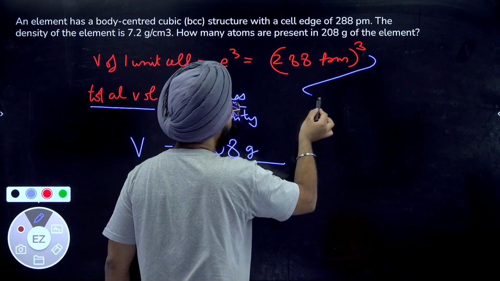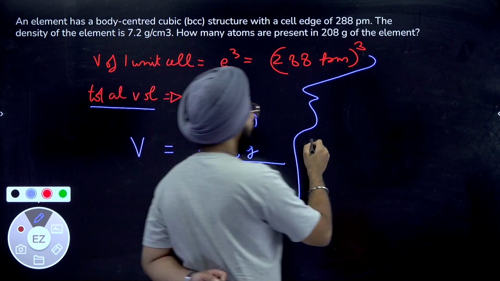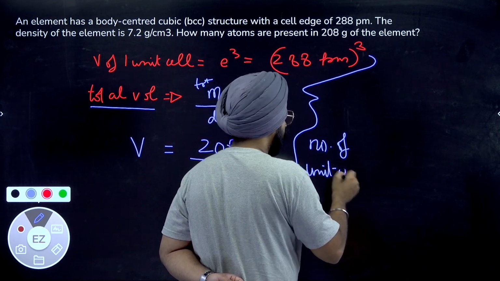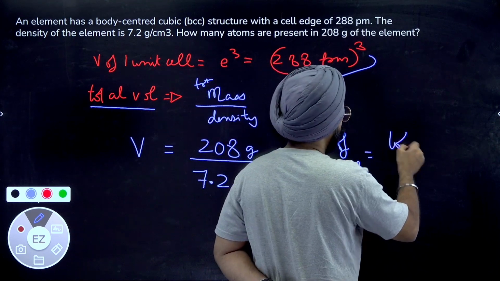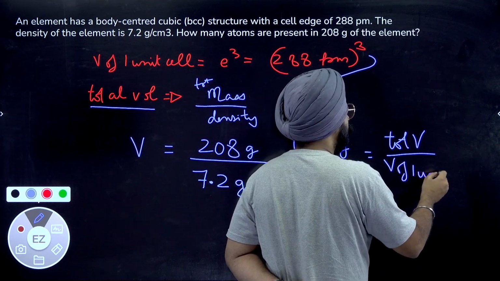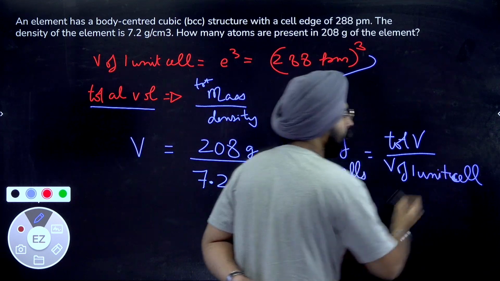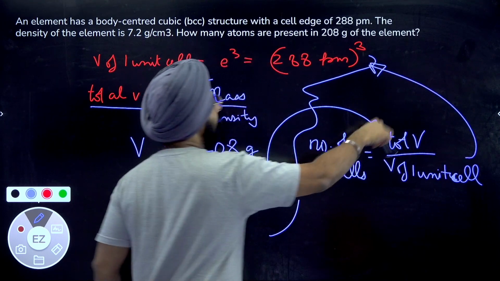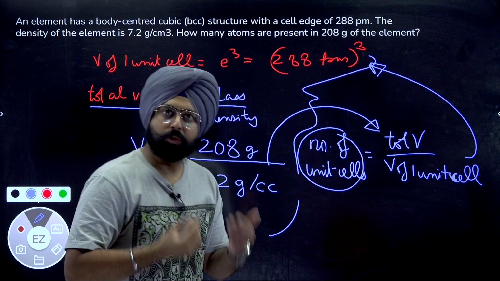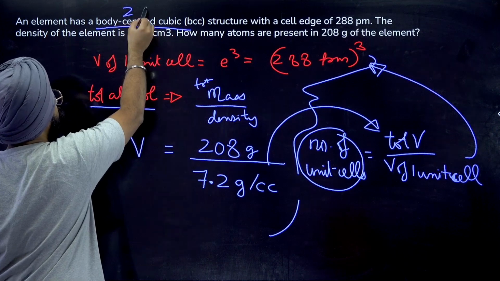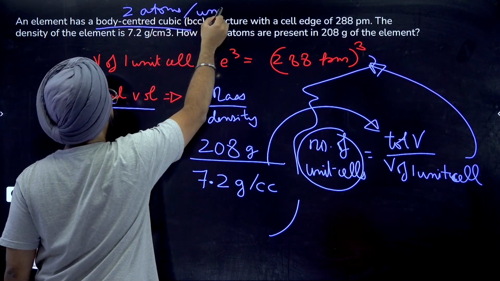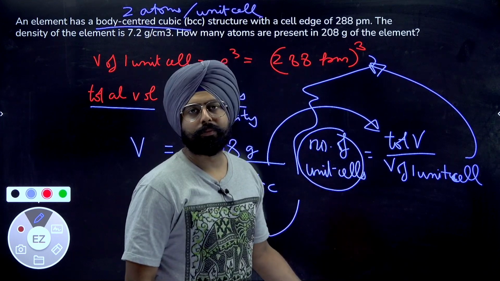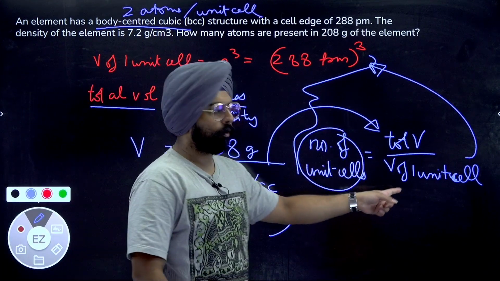So now, my dear friends, from this information, can I say that the number of unit cells is equal to total volume upon volume of 1 unit cell? Isn't it? Total volume is this one. Volume of 1 unit cell is this one. Divide, you will get the number of unit cells. And also, you know that for BCC, there are 2 atoms per unit cell. So you get the number of unit cells over here, you multiply the number of unit cells with 2, you get the atoms. So this is another approach. Total volume by volume of 1 unit cell is another approach.